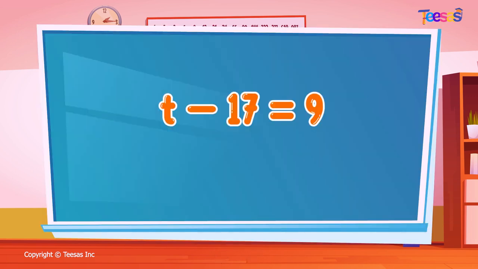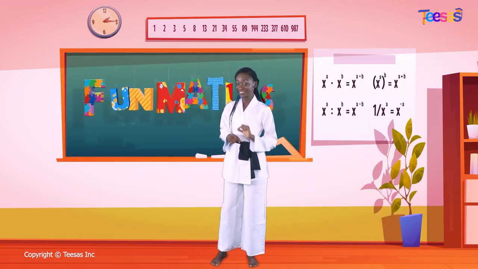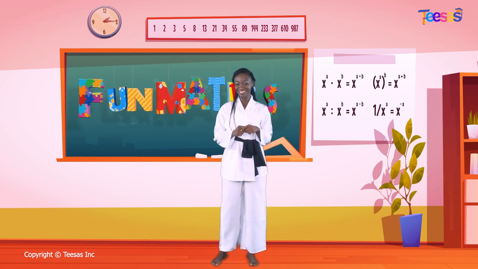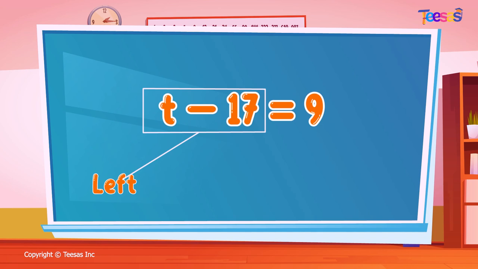T minus 17 equals 9. The letter T is the unknown. Again, we have to find its value by making it stand alone. On the left-hand side, we have T minus 17. This means we have to take out 17 by adding it to both sides, since 17 is a negative number.